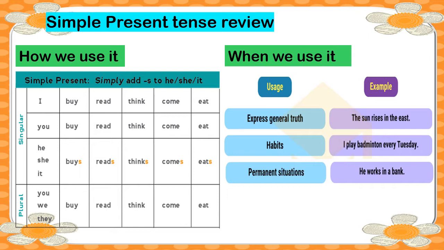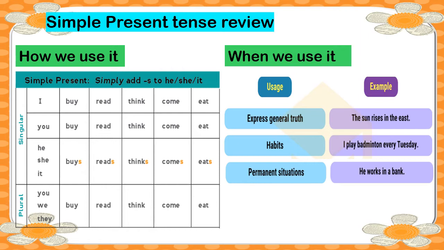So when it's one person, he, she, it, the boy, the girl, mom, dad, it gets an S added to the doing word. He buys, she reads, it eats, the boy thinks, mom bakes, and so on. When it's plural, meaning it's a group, more than one person, you, we, they, the boys, the girls, the parents, we just keep the verb simple. Buy, read, think, come, eat.